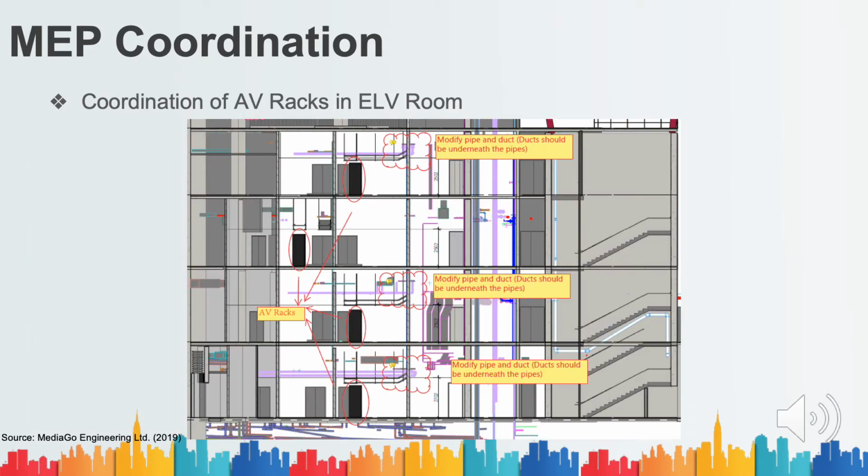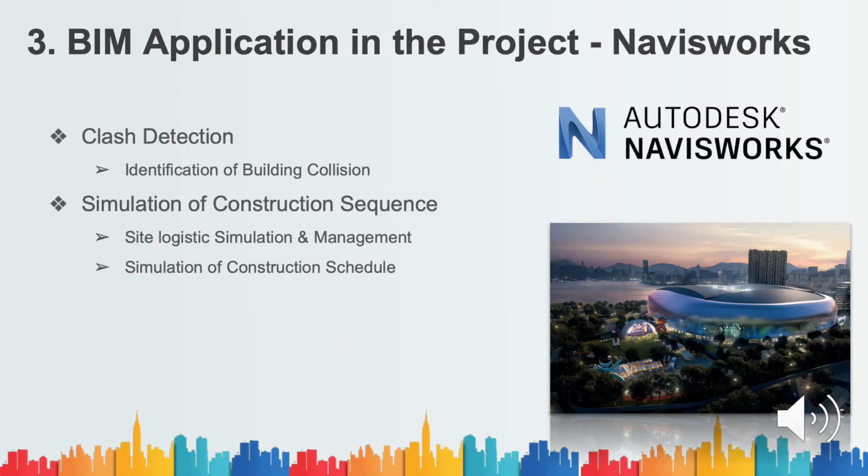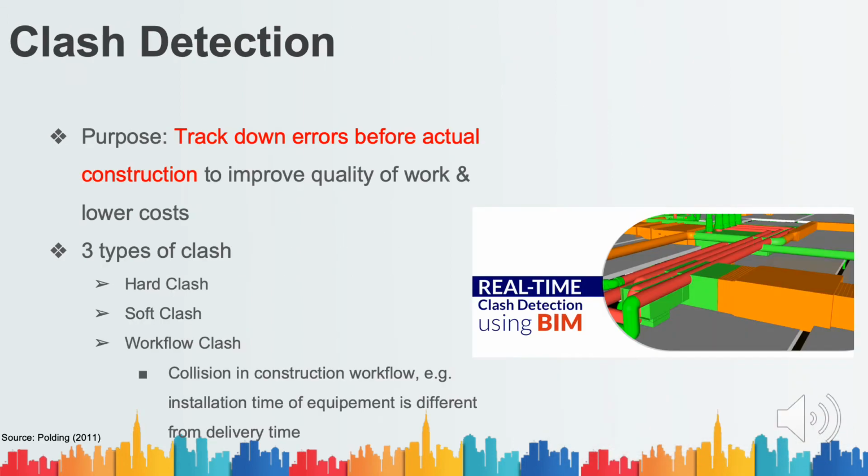This figure shows the section of the stadium. We can see that there are lots of clashes in the model. Different trade teams can be notified of these errors and coordinate for changes in the design. On the adoption of Navisworks, it is used to facilitate clash detection and the construction simulation for site and construction work arrangement. With the aid of the Revit model, it can be imported into Navisworks to conduct clash detection to track down errors before actual construction to improve work quality and lower costs.